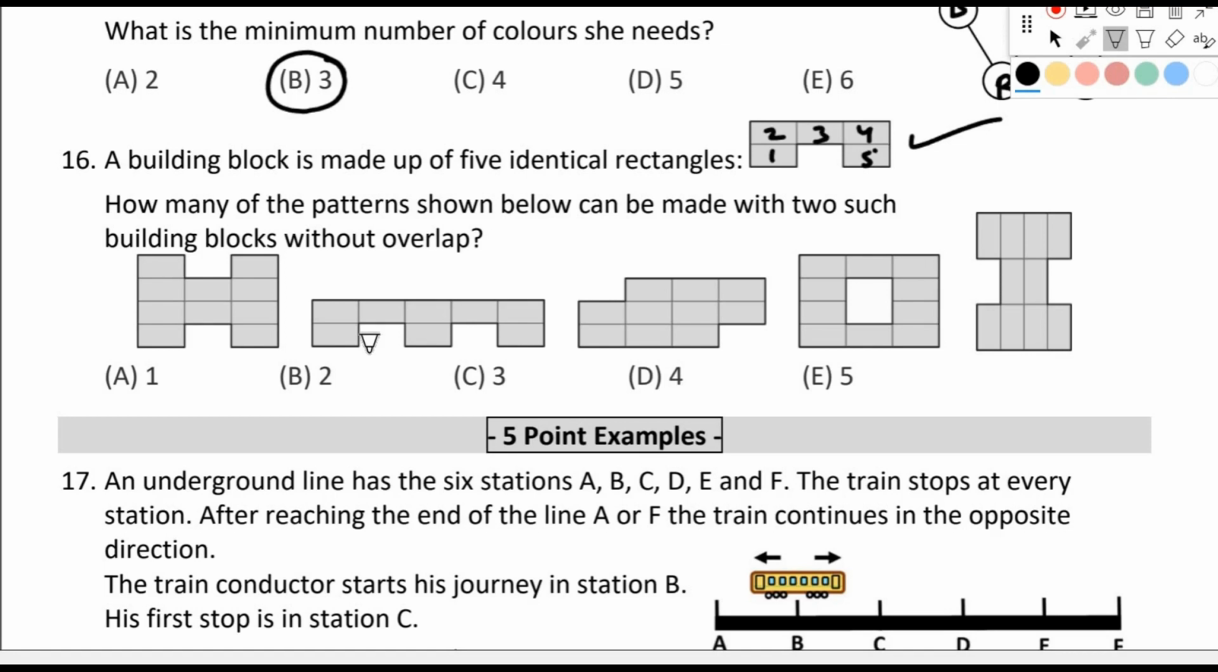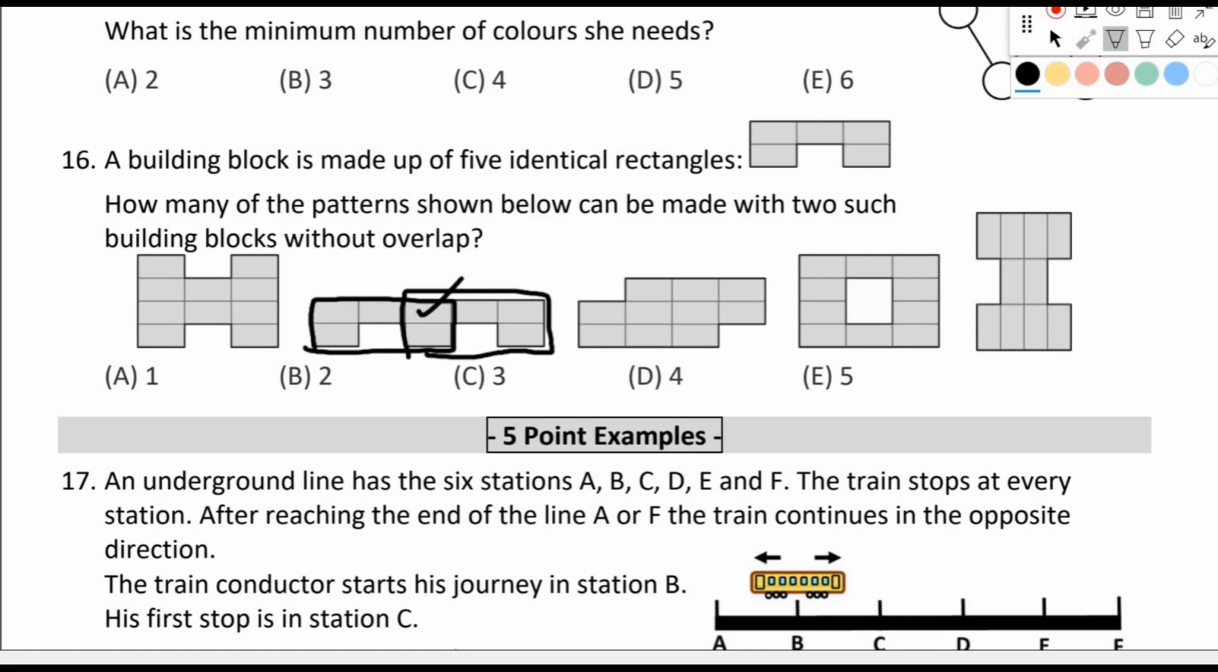I clearly see, except this second picture, you see here overlapping is done. See, this is that 5 set, and this is the other 5 set. 2 bricks are overlapping. So except the second one, all of them. So how many can be formed? 1, 2, 3, 4. So 4 such patterns can be formed. So option D.